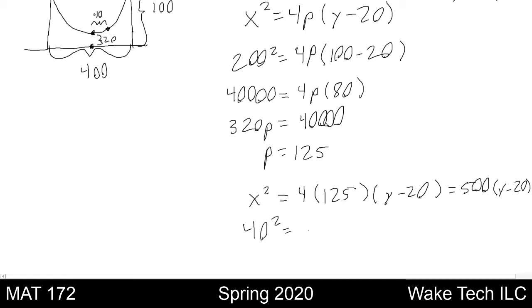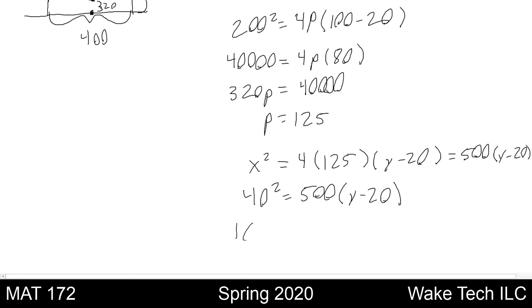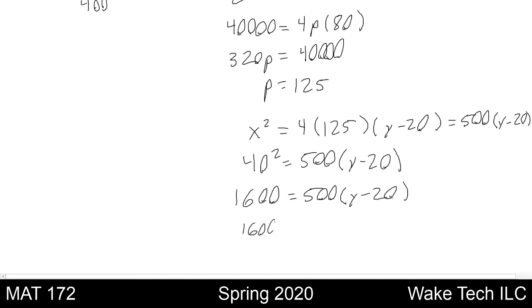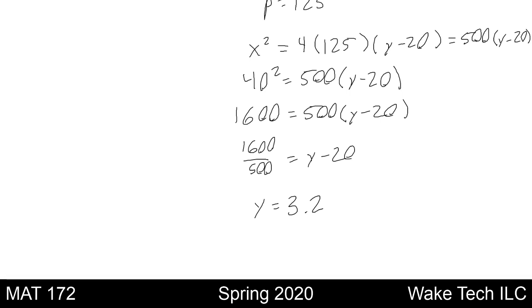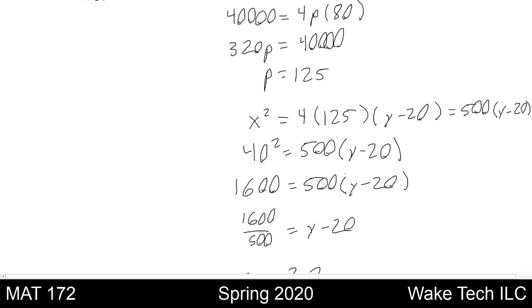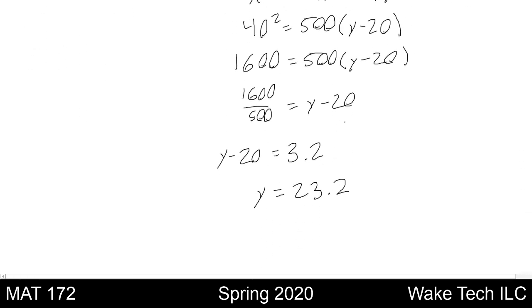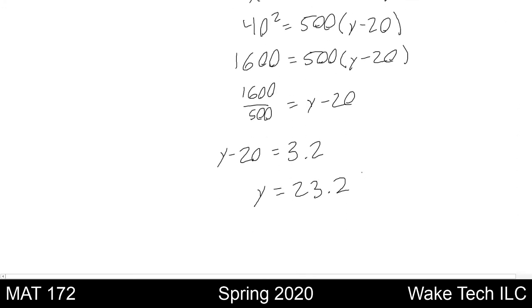So we have 40 squared equals 500 times y minus 20. 40 squared being 1,600, which we can then divide by 500 to get 1,600 divided by 500 is equal to y minus 20. And we can find a decimal approximation of this, which would be 3.2. So we have y minus 20 is equal to 3.2. So y is then just equal to 23.2 when we add over the 20. The original measurement is in feet, so we can measure this y in feet.